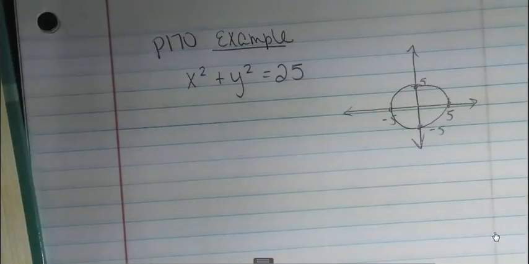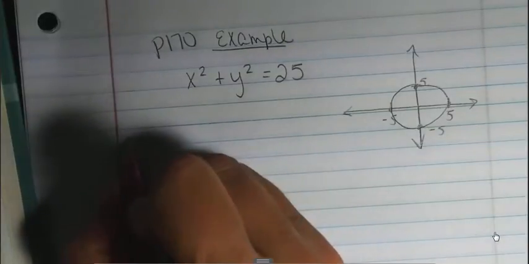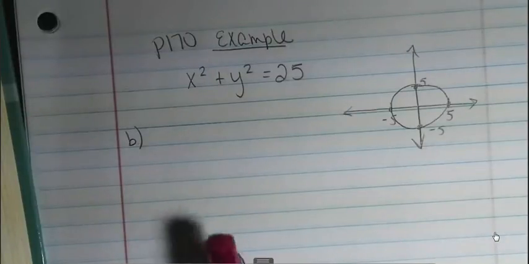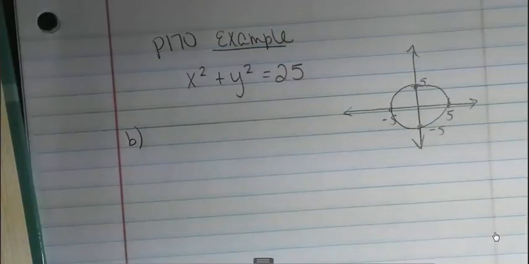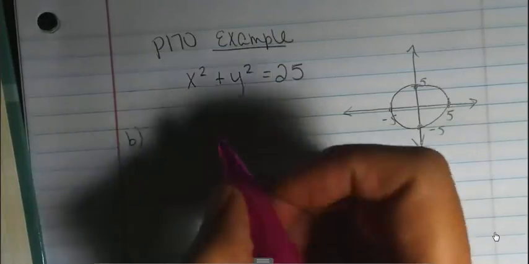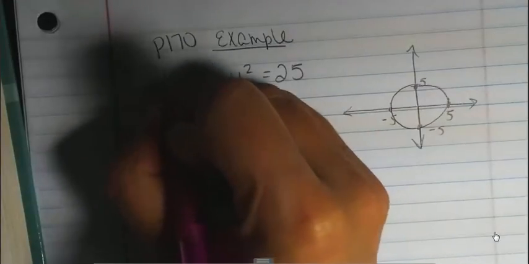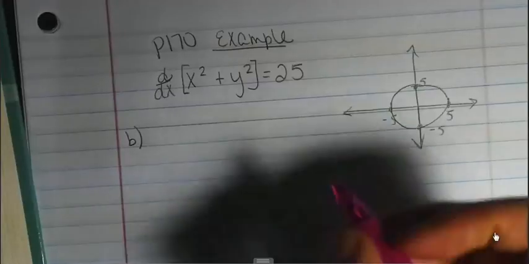Alright, so I'm not going to explain A. I already have done that. Let's go ahead and go into B. So we're going to differentiate implicitly. That means I'm going to take the derivative of both sides here. I'm going to take the derivative with respect to x of this whole thing, and then I'll do the same thing on the right-hand side with respect to x.